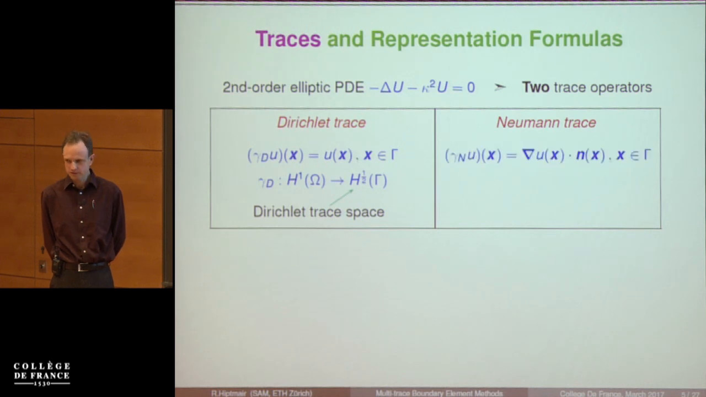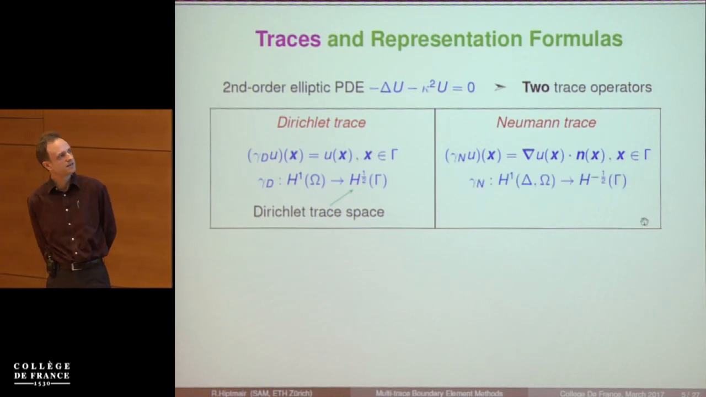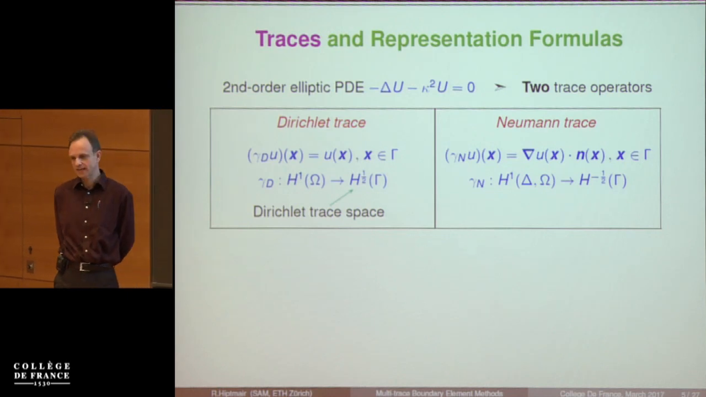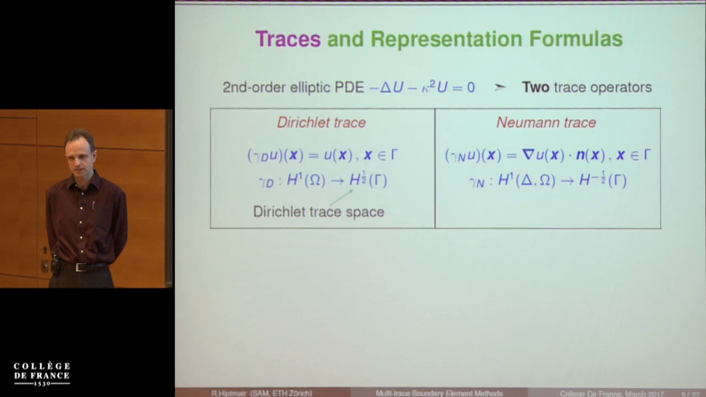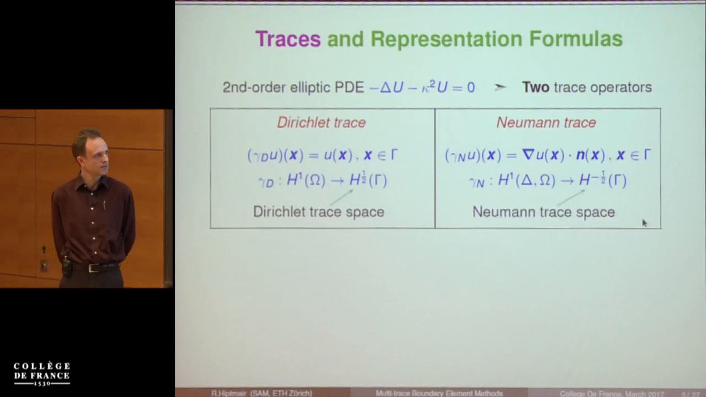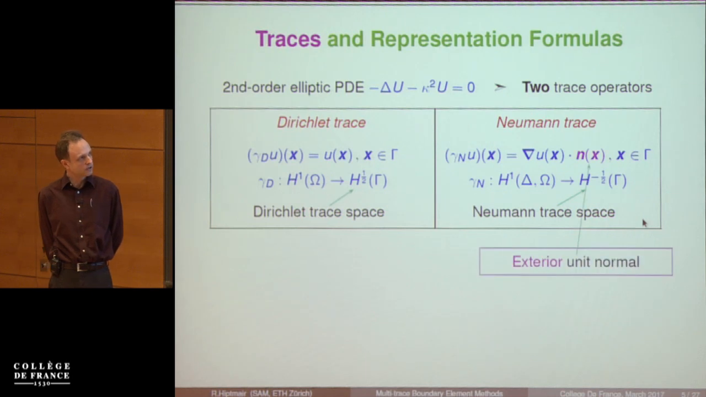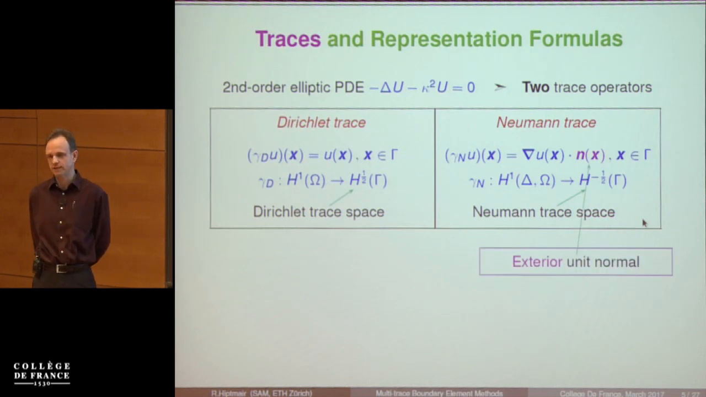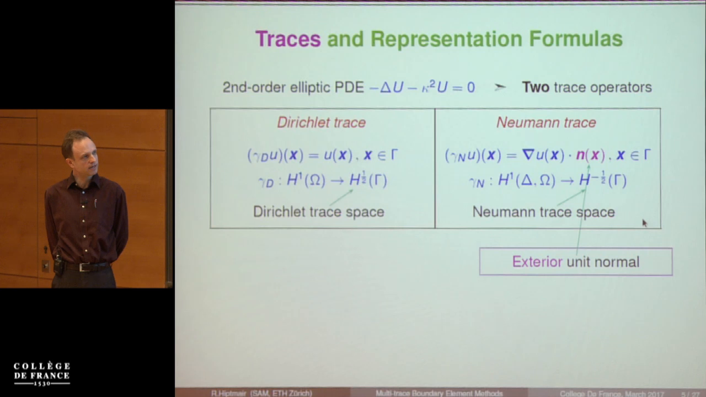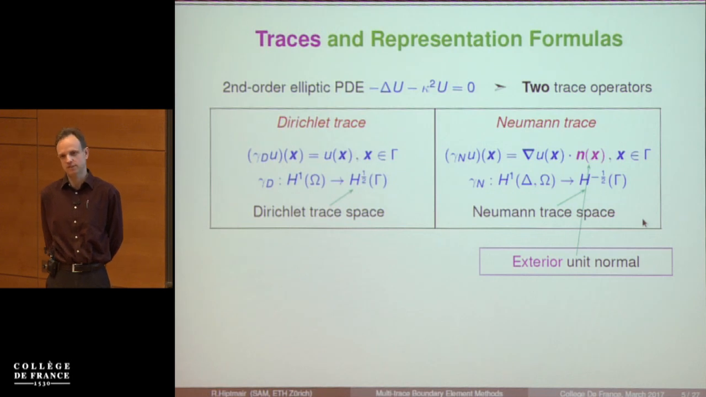And then we've got the Neumann trace, the conormal trace. And this maps into H minus 1/2, the range space for the Neumann trace operator, the usual data space for Neumann data. Note the occurrence of the normal in the Neumann trace. So the Neumann trace depends on orientation. This will be important later.